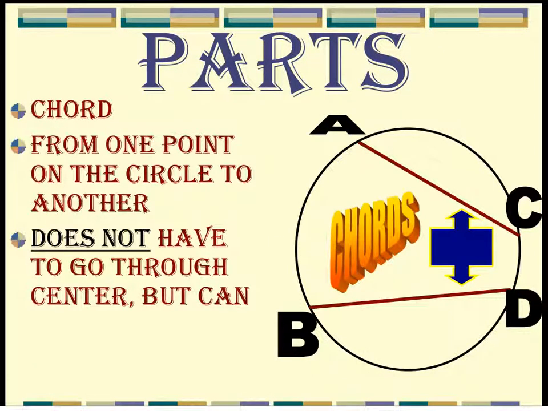A chord goes from one point or one side of the circle to another. It does not have to go through the center, but it can, and if it does, then we call it a diameter. So we can have multiple chords in a circle as long as it goes from one side of the circle to the other. Again, it does not have to go through the center, but if it does, we call it a diameter, to be more specific.